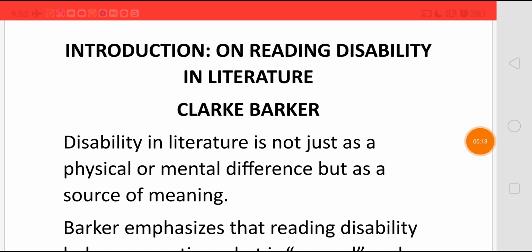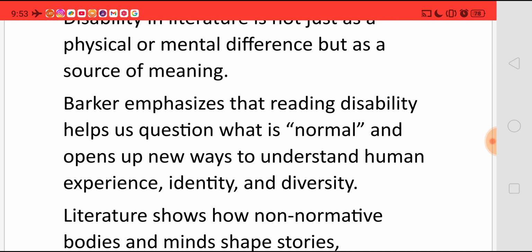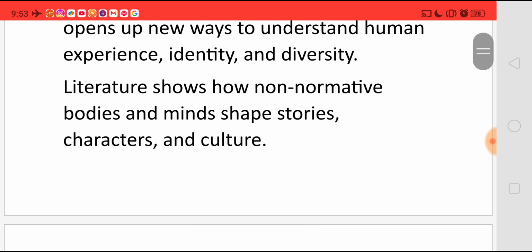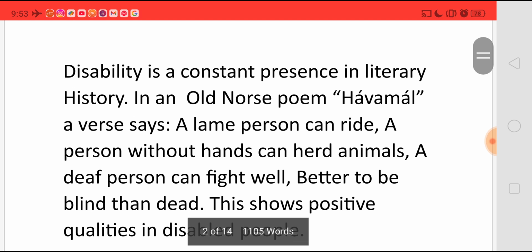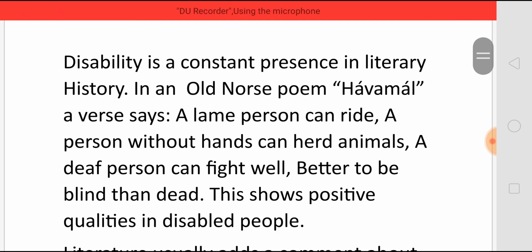Disability in literature is not just a physical or mental difference, but it is a source of meaning. In this book, Barker emphasizes that reading disability helps us question what is normal, and it also opens up new ways to understand human experience, human identity, and human diversity. Literature shows how non-normative bodies and minds shape stories, characters, and culture. Disability is a constant presence in literary history.